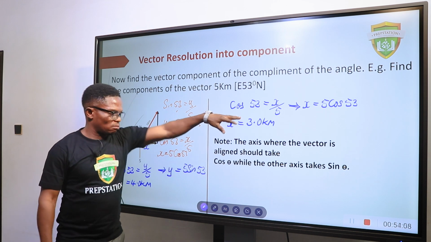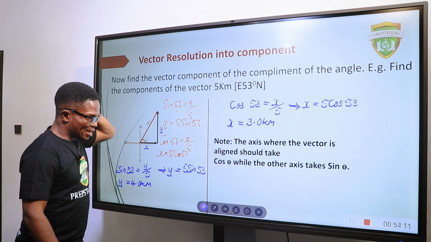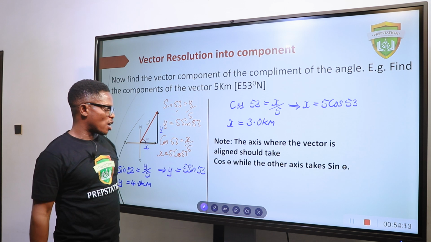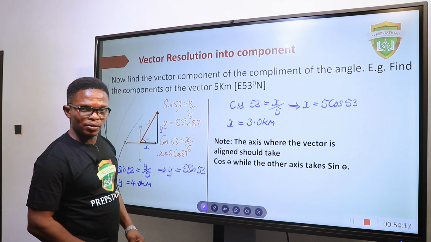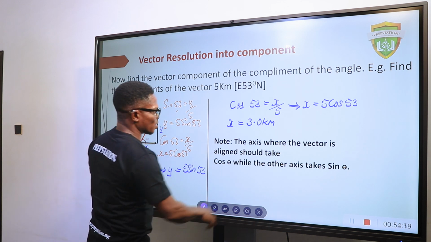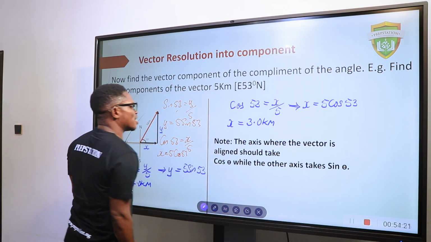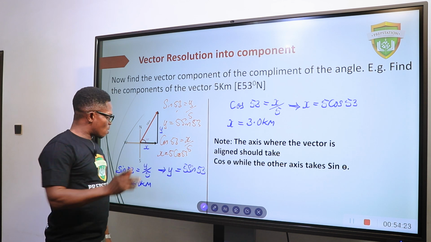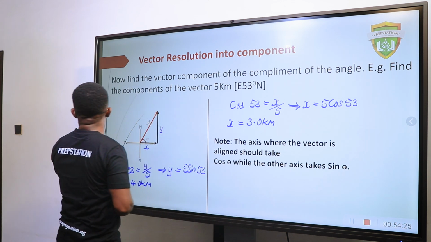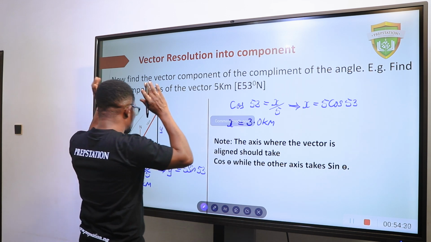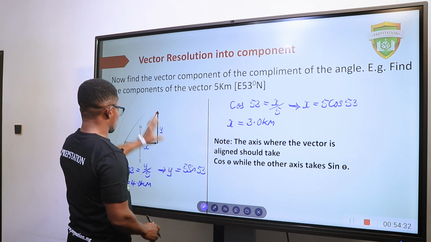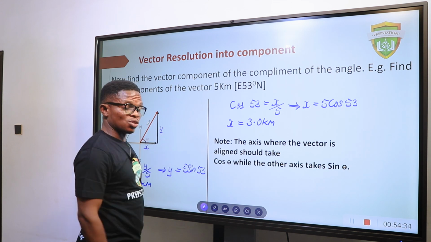Now, this is the right way to go about it, but then we have a shortcut. Since this is JAMB class, the shortcut is simply to look for the angle that aligns. I always give my students this shortcut. The axis where the vector aligns should take cos theta. What does that mean? Let me quickly show you that again. If you know that, you don't need to go through all these cos theta and SOHCAHTOA again.